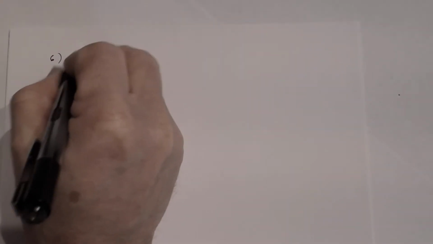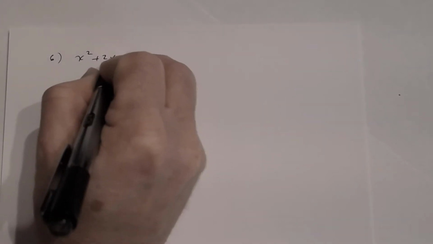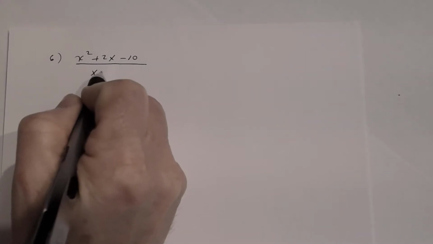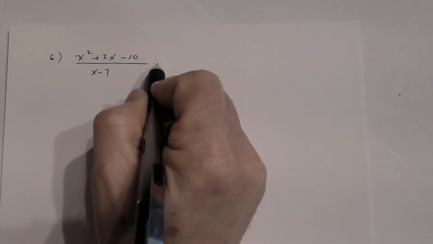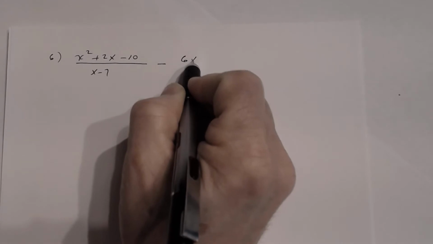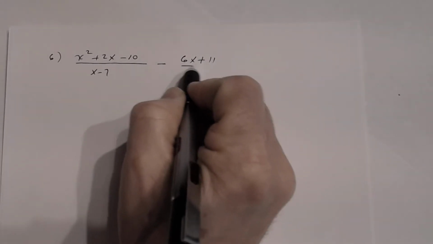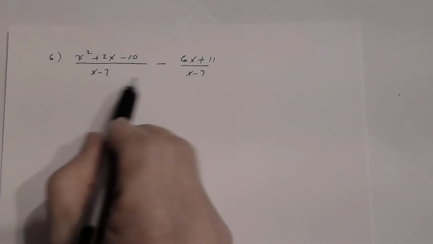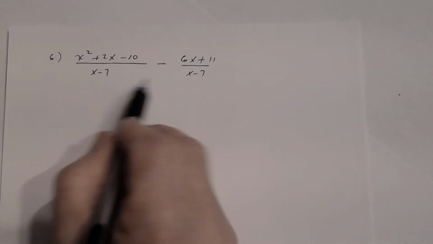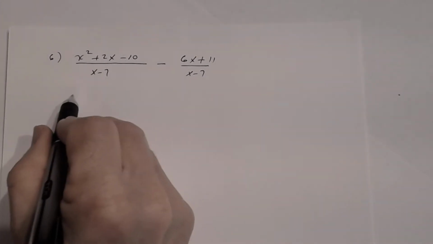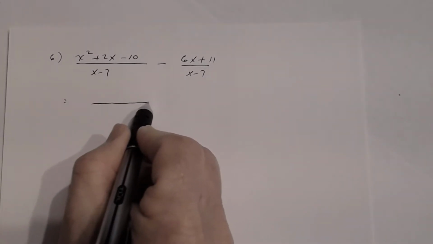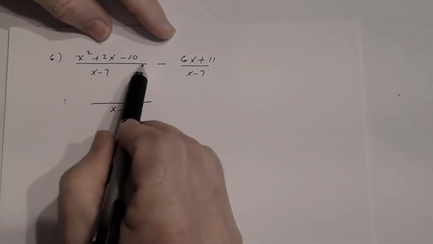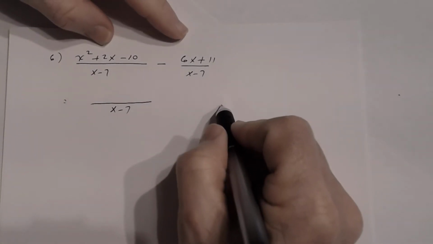We have x squared plus 2x minus 10 divided by x minus 7, and that's being subtracted by this rational expression, 6x plus 11 divided by x minus 7. Notice that the two rational expressions have the same denominator. So I'm going to write this as one rational expression with that denominator. And then all I need to do is, first of all, subtract our numerators. So let's go ahead and write it out.